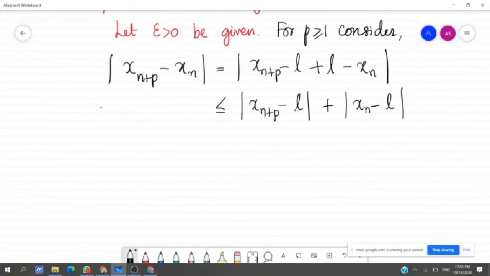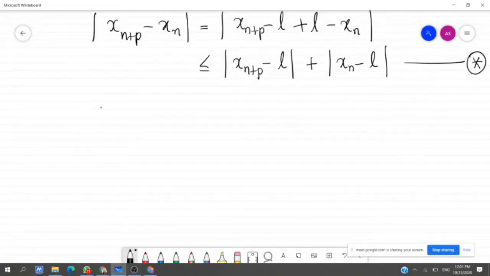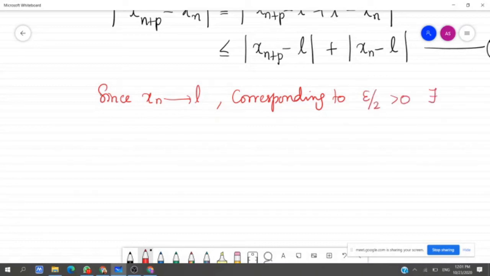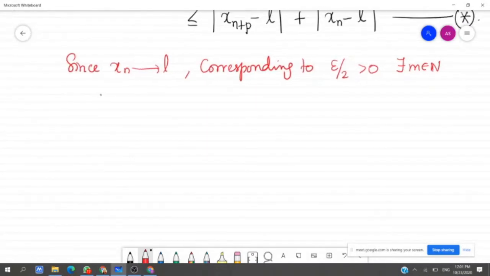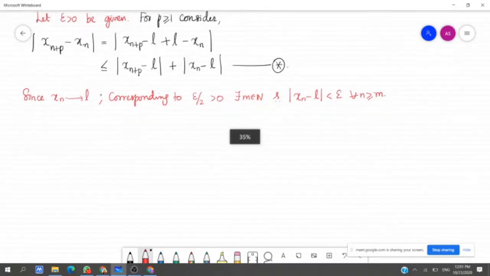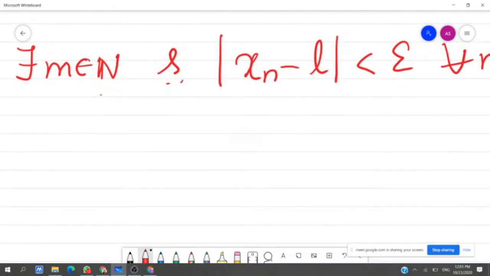Now by the convergence of sequence xn to the number l, corresponding to the above epsilon, if we take epsilon by 2, we will get epsilon in the end. So corresponding to epsilon by 2 there exists a positive integer m such that modulus of xn minus l is less than epsilon by 2 after the mth term. So all the terms after the mth term are in the epsilon neighborhood of l.